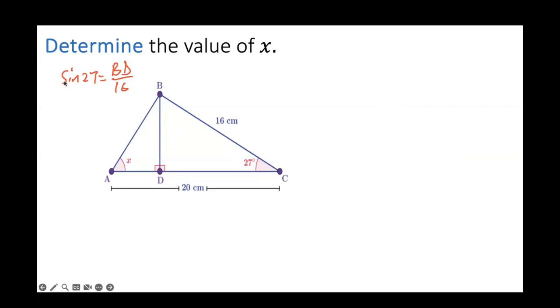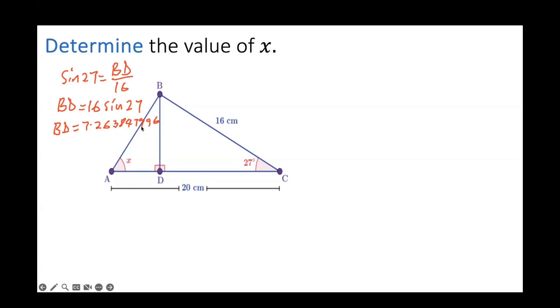When we multiply both sides of the equation by 16, we have BD equal to 16 sine 27. Then you type this in your calculator, you obtain BD to be 7.263847996. It is important that we write all the digits because this is not our final answer. If we approximate and use it for further calculations, it's going to affect our final answer.